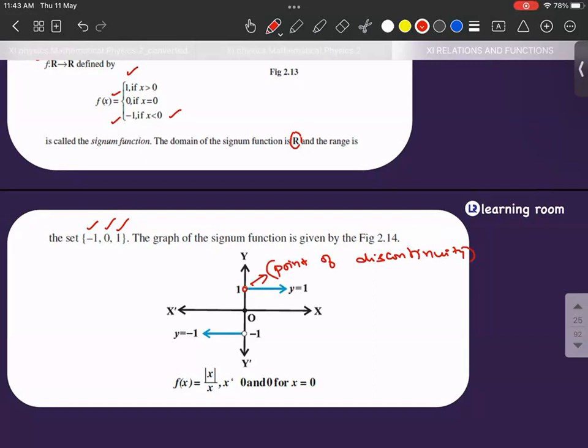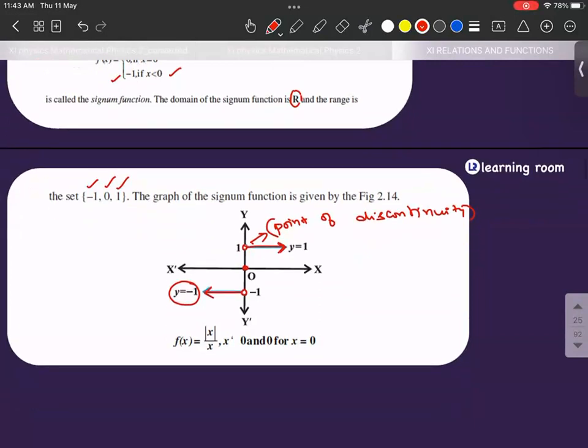Okay. So y will be equal to 1, whereas here it will be in such a way that y will be equal to -1. At x is equal to 0, y is also 0. So basically, signum function is nothing but the modulus of x divided by x. This is what is called the signum function.